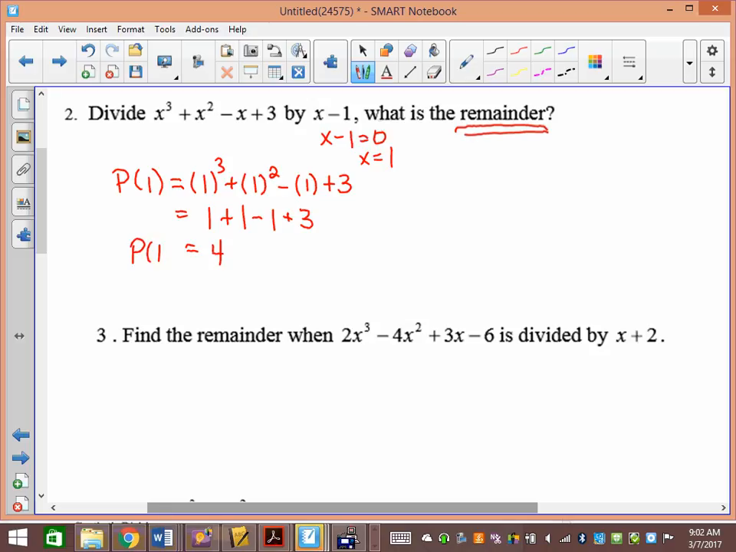So what the heck does that mean now? P of 1 equals 4. If I just gave you P of 1 equals 4, what would that mean to you? 4 is the remainder when I divide by what? When you divide by x minus 1, the remainder is 4. You're right, because filling that 1 in isn't actually the factor, right? That's just your x equals.